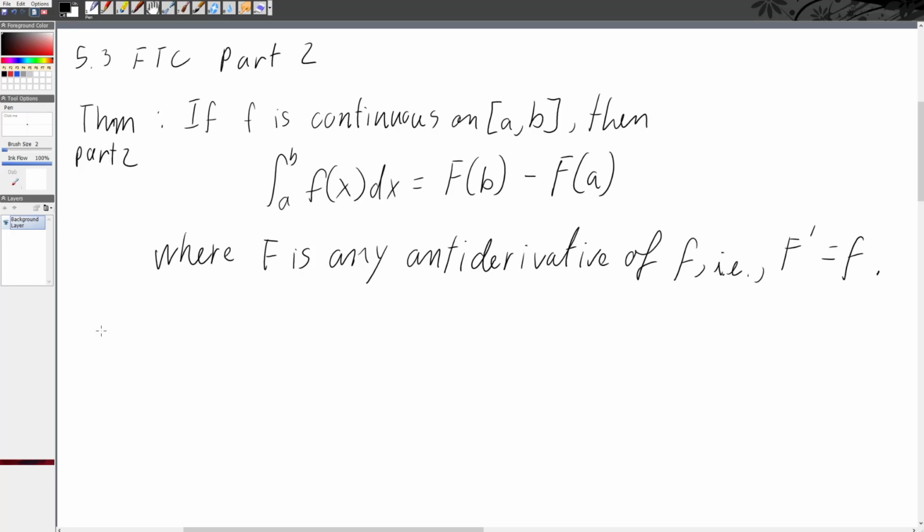What this is essentially saying is that the integral is the same as the antiderivative. There is a subtle difference based on how you define what is an integral and what is an antiderivative. But really, for this theorem, you can think of it as being the exact same thing.